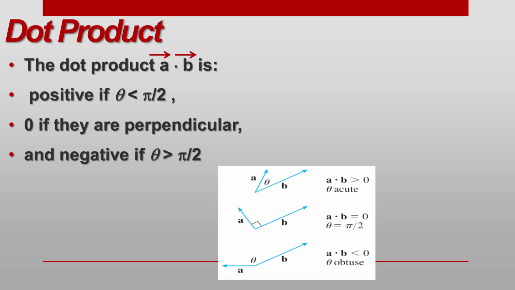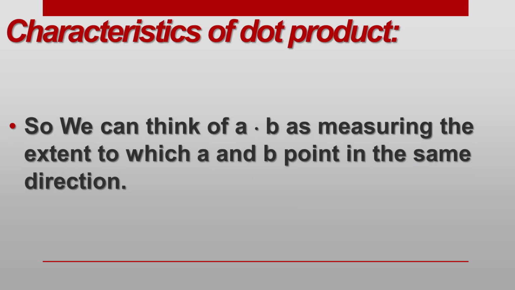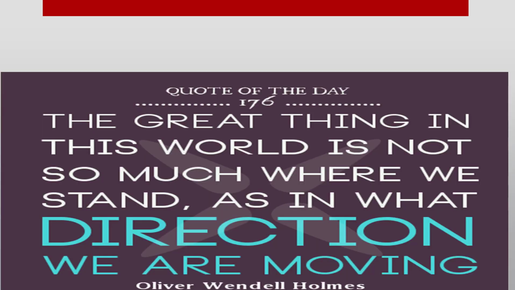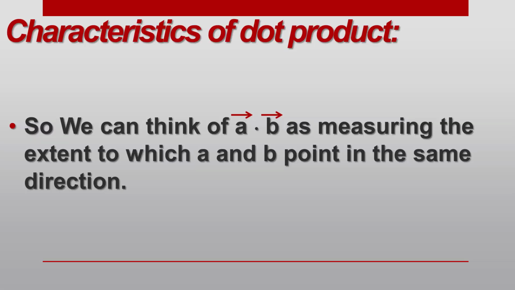You can check this: if two vectors have an angle less than 90 degrees, their dot product is positive. If two vectors are perpendicular to each other, their dot product is 0. And if theta is greater than 90 degrees, their dot product will be negative. You should keep this in mind. So we can simply say that the dot product A dot B measures the extent to which A and B point in the same direction. We are just checking how parallel these two vectors are.